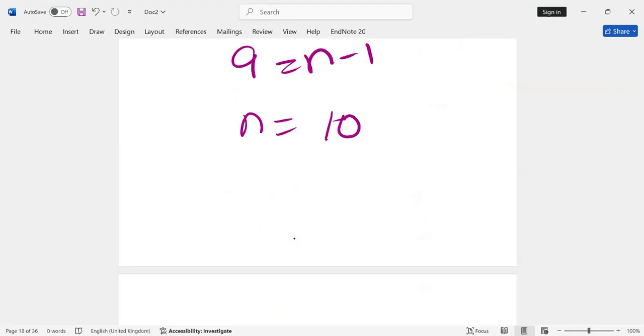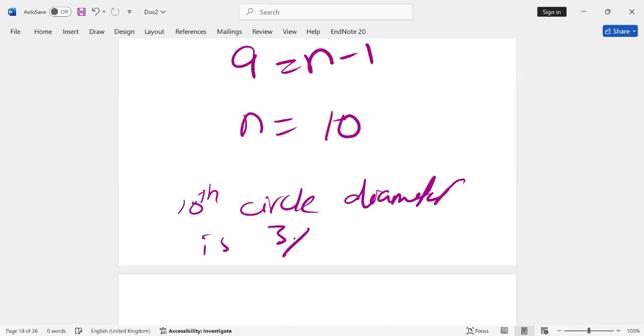All right. So this is the required answer for this question: the diameter belongs to the 10th circle, which means the 10th circle's diameter is 3 by 128 centimeters. So this is the required answer for this question, okay?